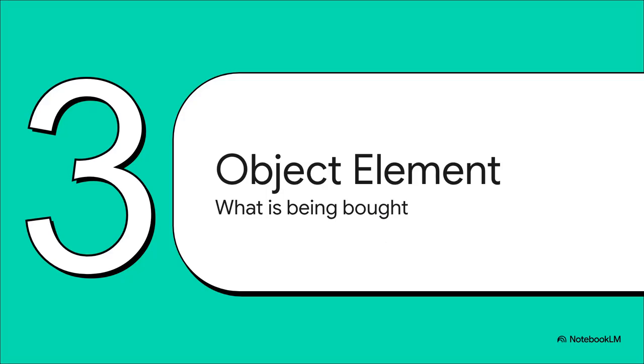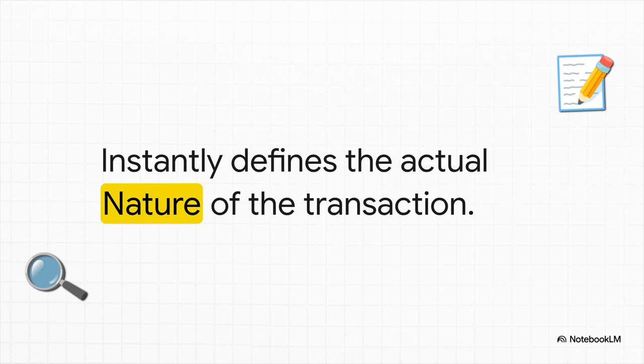Moving right along to Section 3, cracking the object element. Now, for exam purposes, this object element is hands down your most critical target. So let's zoom in and dissect it first. The really crucial thing to remember here is that it instantly reveals exactly what the government is doing with the money. It defines the actual, literal nature of the transaction. If you want to know what's actually being bought, what's being paid for, or what's being collected, this is the exact segment you've got to look at.